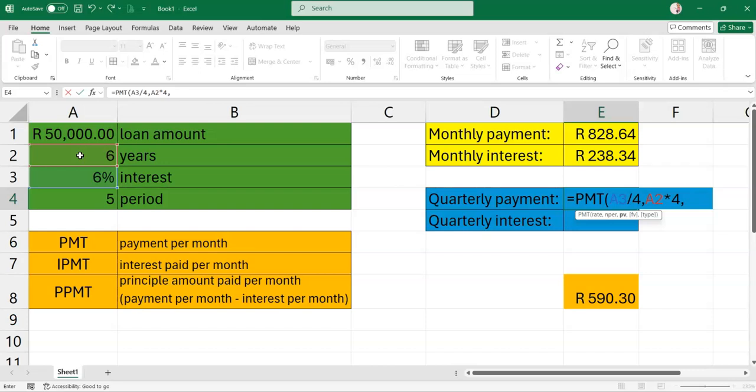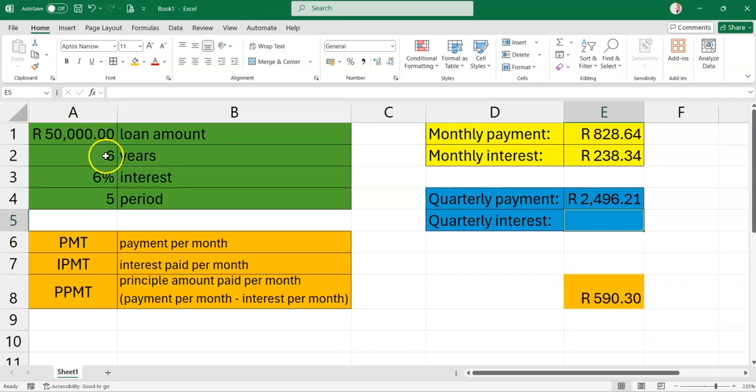Again, a loan is a negative thing for me, so I type in the minus sign and click on the 50,000. And my answer will then be 2,496 Rand and 21 cents. Let's quickly do the quarterly interest. Again, it works exactly the same as the monthly interest.